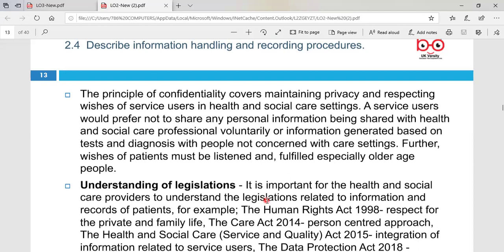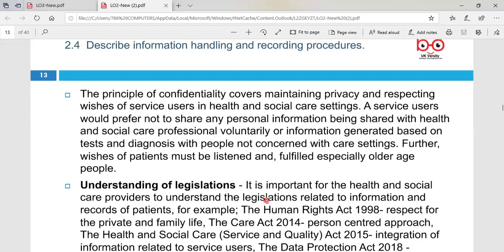So here we'll describe the information on handling and recording procedures. There are different procedures that you have to go through with the patient. How do you handle them? How do you record them? How are they stored? What are the rules and regulations under which you're doing all of these procedures?